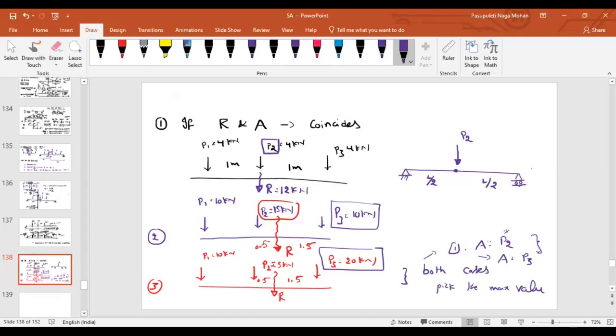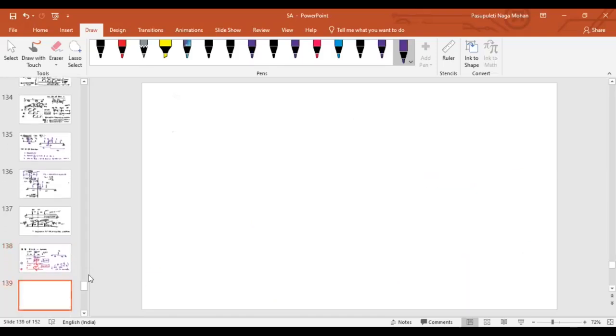Yes, sir. And if you guys are interested, try to solve it for the 4 cases. These values I'm giving randomly. It might be useful, it might not be useful. 2 kilonewton, 3 kilonewton, 1 kilonewton, 5 kilonewton, 1 meter, 2 meter.